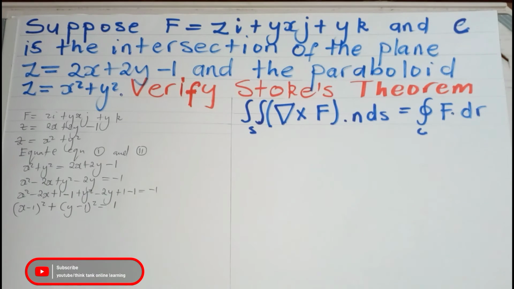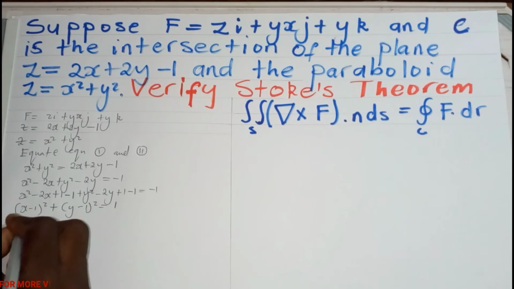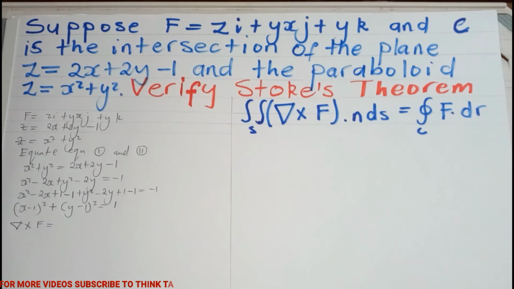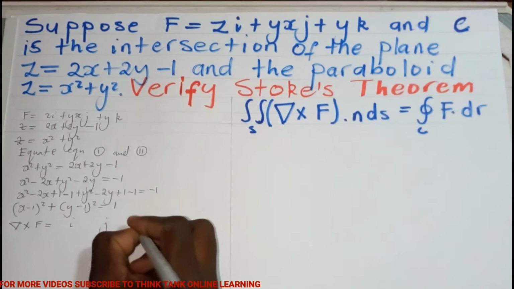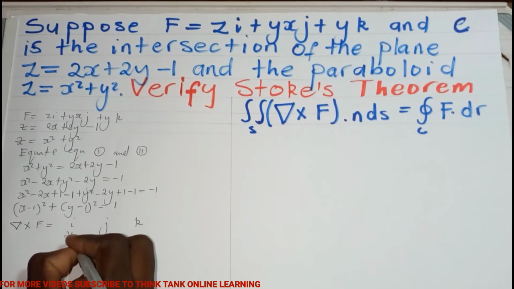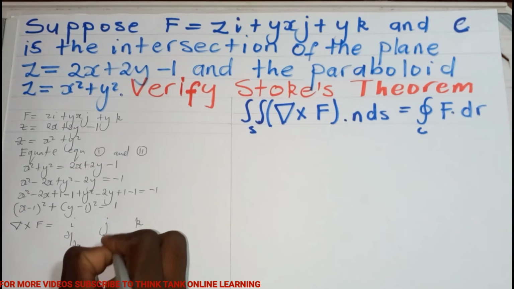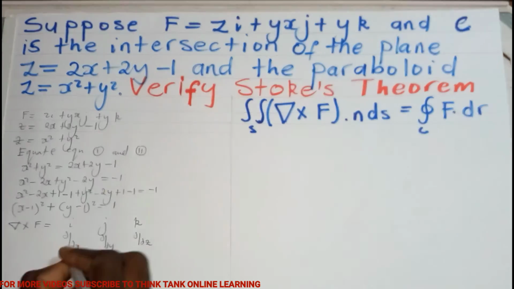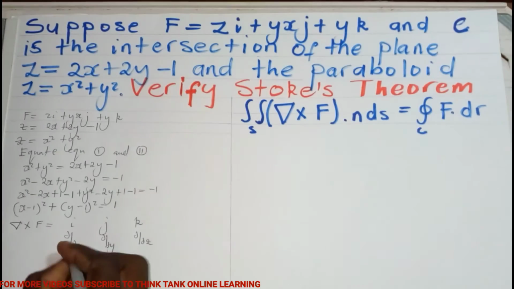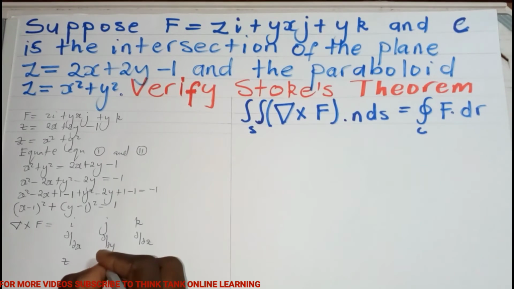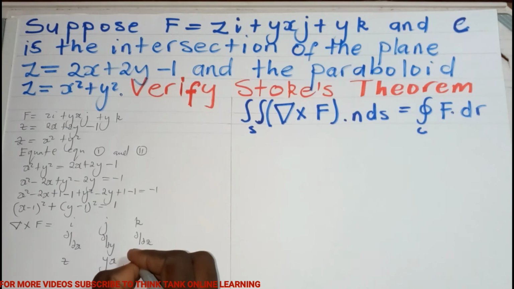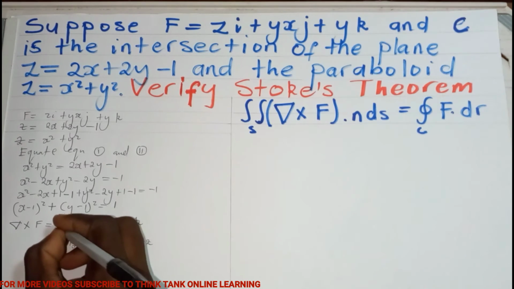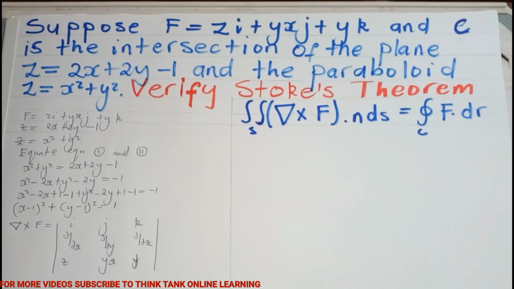Okay, so now I want to find the curl. The curl of F is equal to the determinant with i, j, k in the first row, then partial x, partial y, partial z, then the components: i component zi, j component yx, and k component y.